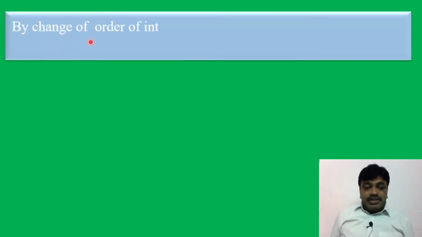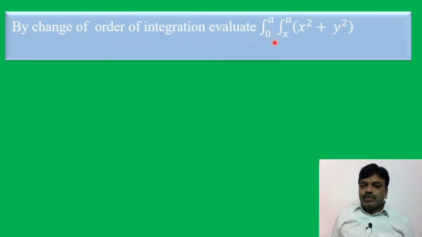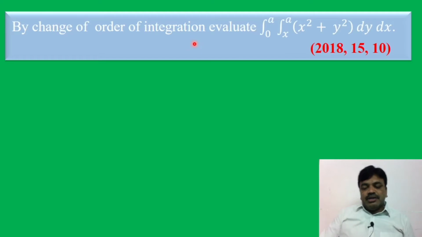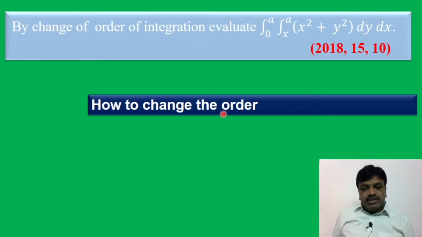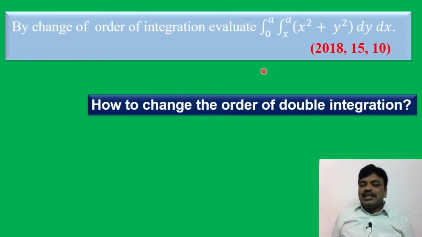By change of order of integration, evaluate integral 0 to a, integral x to a, x square plus y square dy dx. So far, we learn how to evaluate double integration or in polar form. Now, what he says, friends, change the order of integration. How to change the order of double integration?